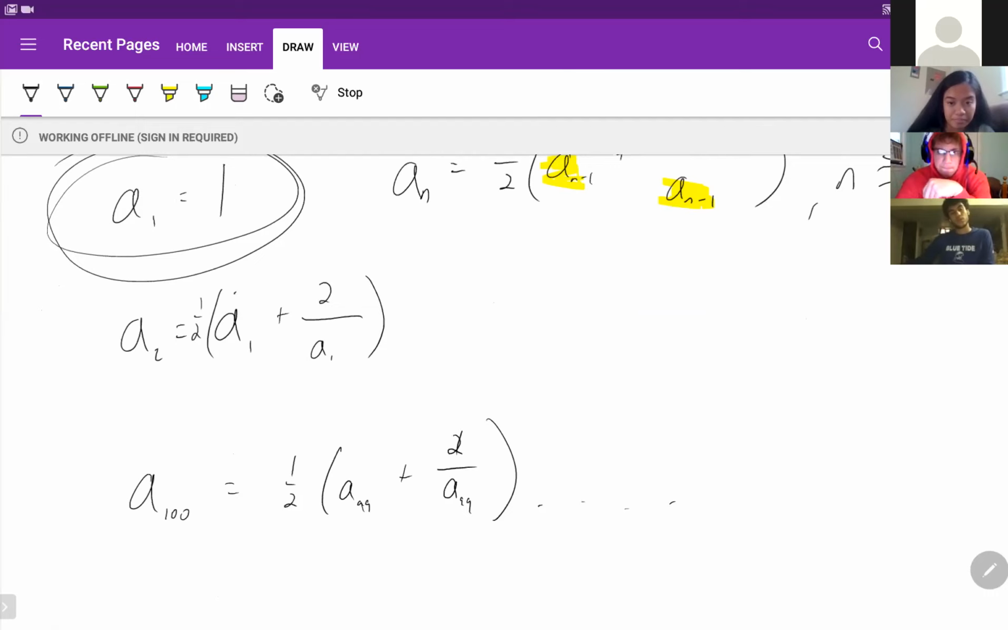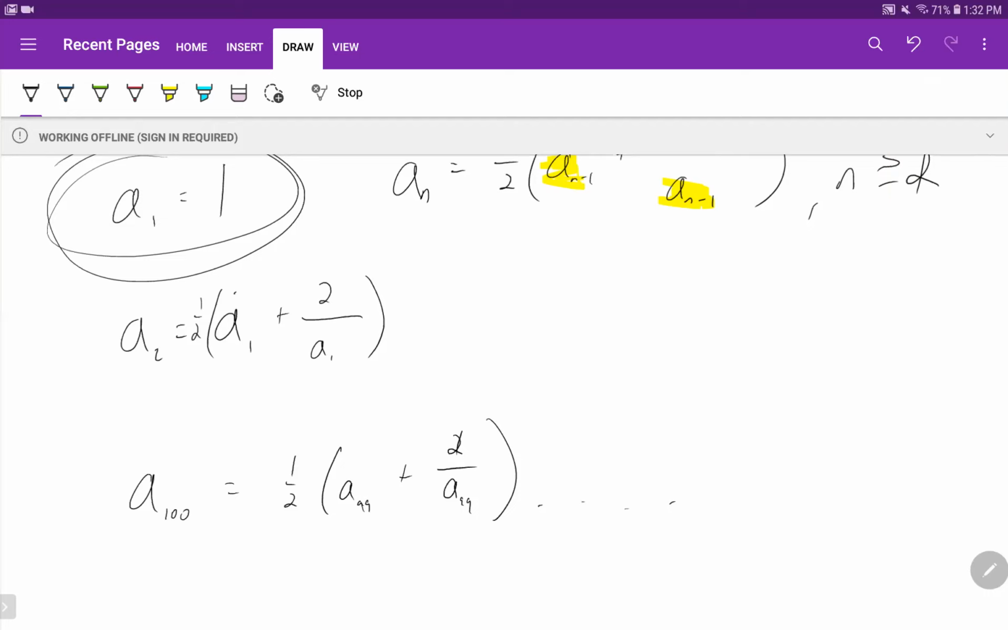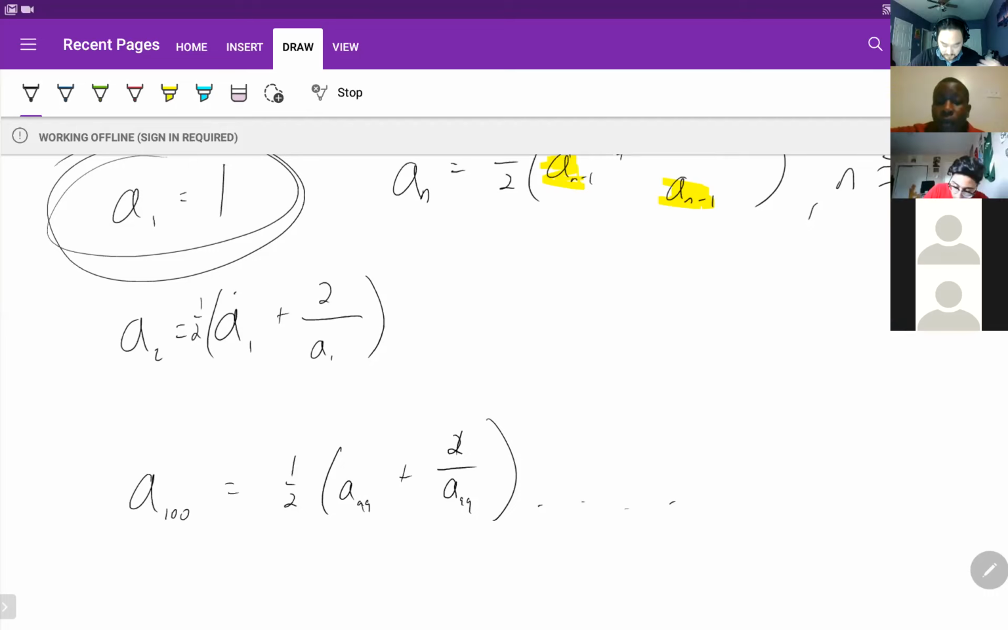But for computer purposes, this is actually something a computer can do relatively easily, right? So that's why you see a lot of recursion in programming and computers, as opposed to practical math problems, right?